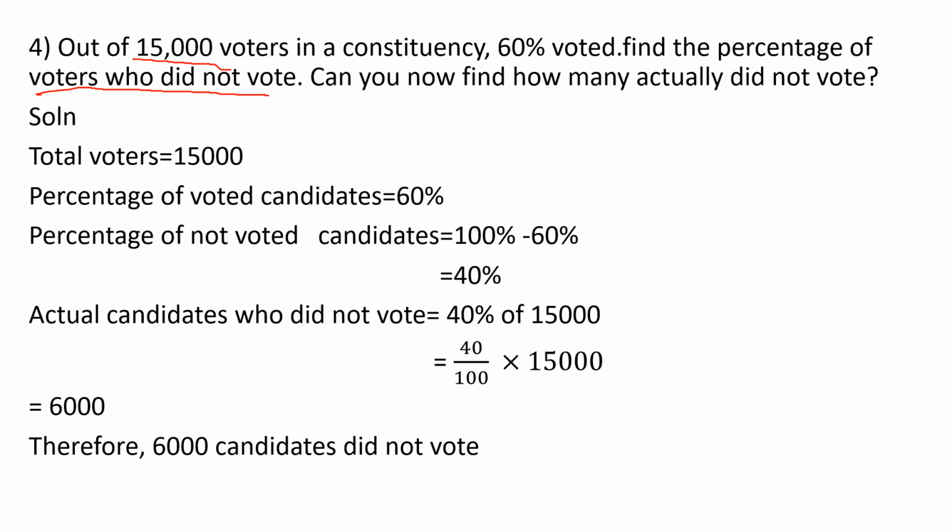Out of 15,000 voters in a constituency, 60% voted. So in a constituency, there are 15,000 voters. In that, 60% voted. They did not give the exact number, just the percentage. So 60% has voted. Find the percentage who did not vote.